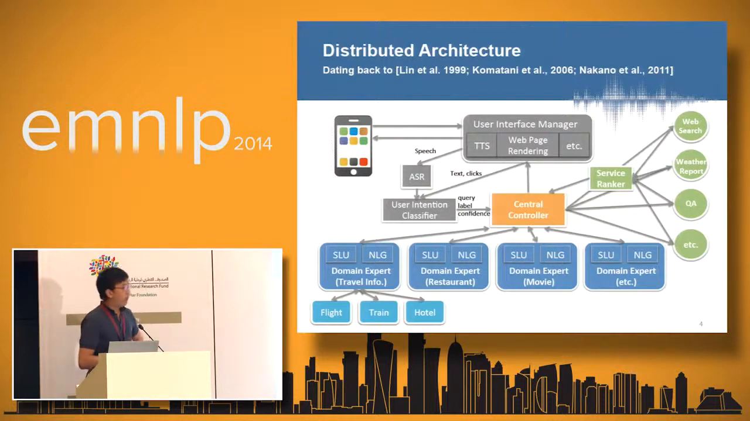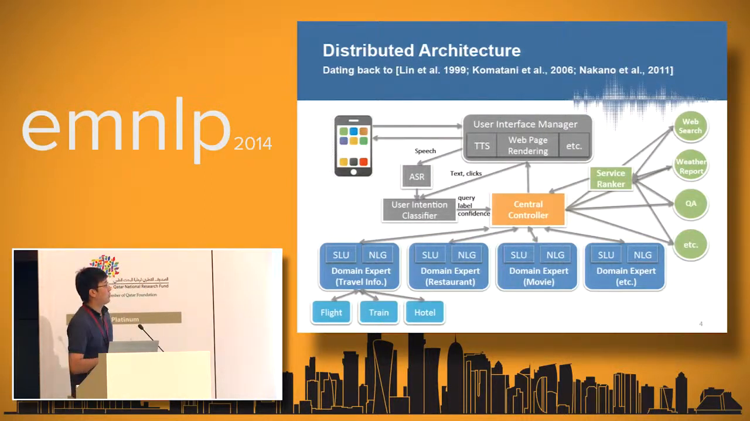What it does is, when the user's speech input is recognized by ASR, there's a user intention classifier, which initially gives a label for that query saying which domain it belongs to, and there's a confidence score associated with it as well. Then the query, the label, and the confidence score together are passed to the central controller. Firstly, the central controller distributes this information to all the domain experts and out-of-domain services, and all these components return their results to the central controller. Domain experts also return a confidence score saying how likely this query belongs to their domain considering the current context they have.